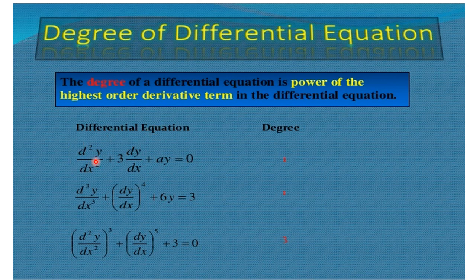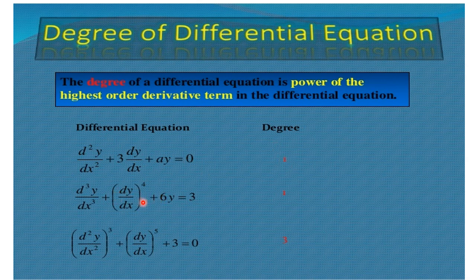Let us take a few examples. First we have d square y upon dx square plus 3 dy upon dx plus ay equals to 0. Which is the highest order derivative? This one is the highest order. What is the order of this equation? It is 2. And what is the degree? What is the power of this highest order derivative? It is 1. That means d square y upon dx square has the power equals to 1. That means degree is equal to 1.